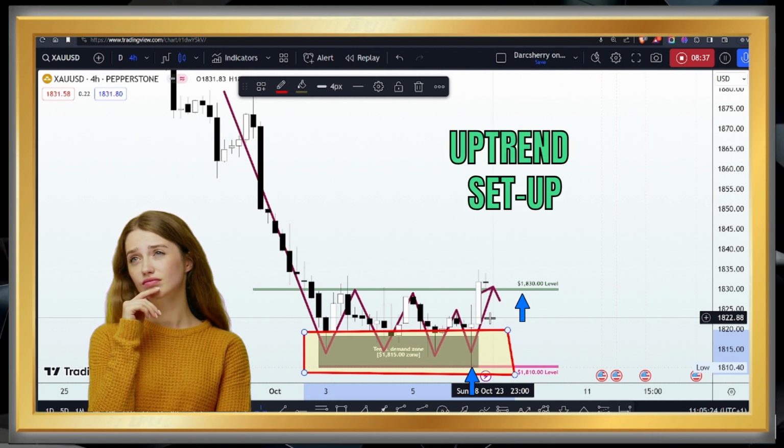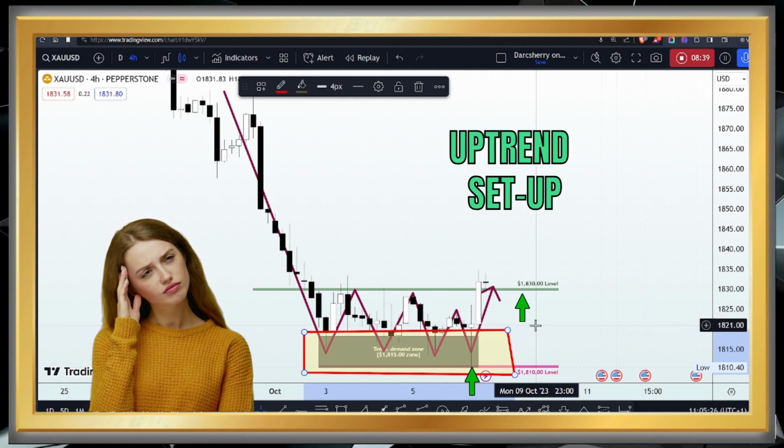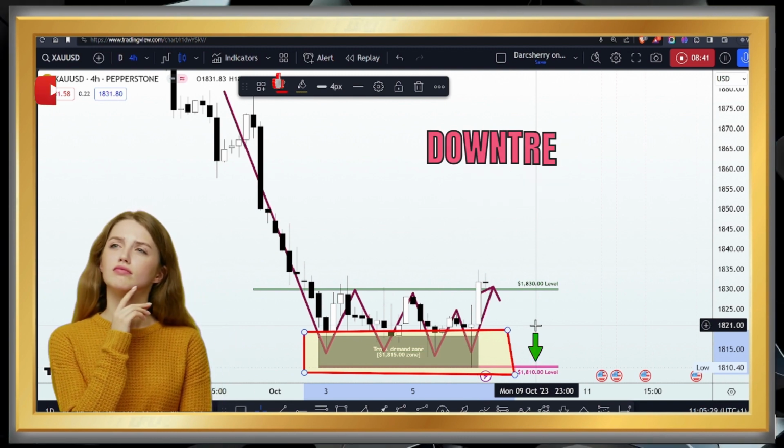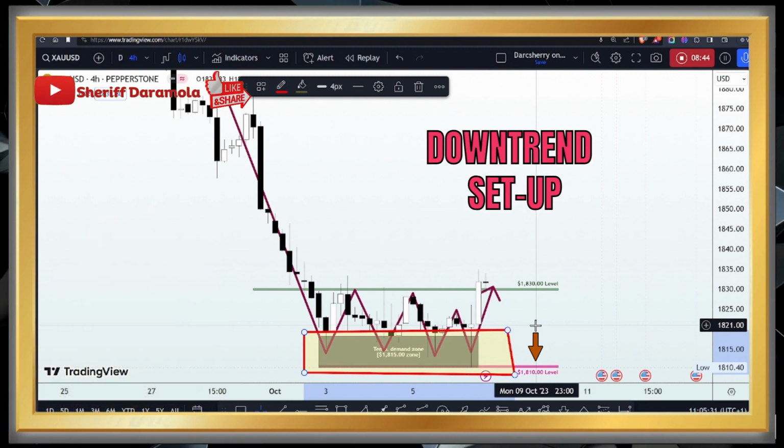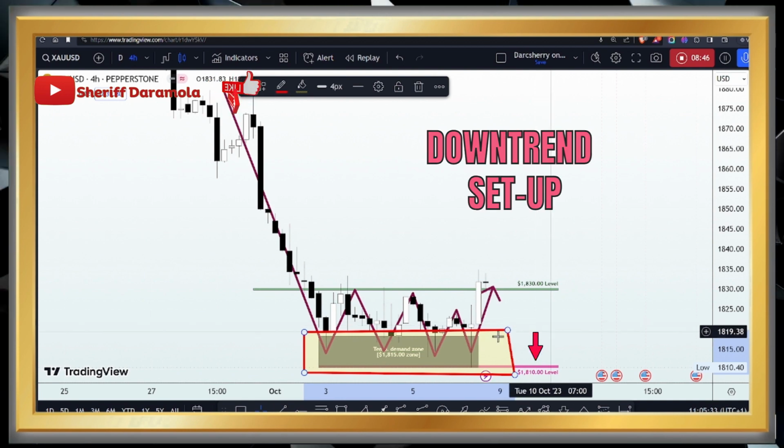Now, the question going into the new week is, will this level or zone become a platform to incite buying opportunities for this week, or are we likely going to be seeing a breakdown of the zone, taking out all the buy positions to incite a downtrend continuation?